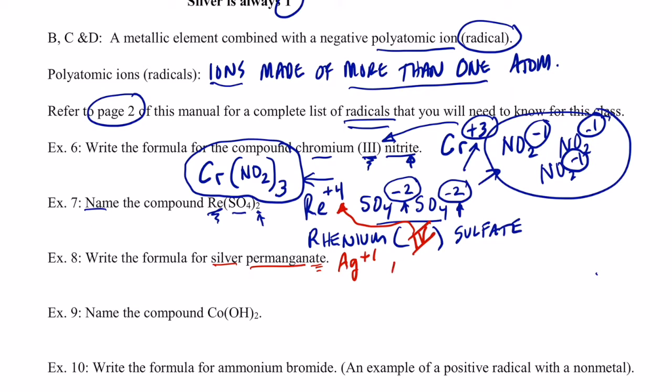So let's see. MnO4 -1. How many of each of those do we need so that the sum of the charge equals 0? See, +1 and -1. I think just one of each. So I write down silver, I only need one of those, and I write down the formula for the polyatomic ion permanganate, MnO4, and I only need one of those. So that is the formula for silver permanganate. Notice there's no charge in my formula. All the positives and negatives have canceled out.